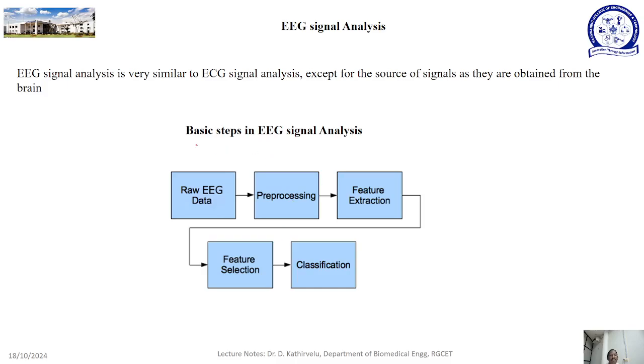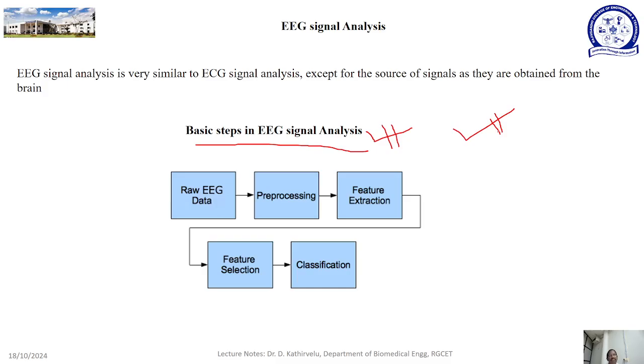What are the basic steps in EEG analysis? EEG analysis and ECG analysis are very similar, except for the frequency range of the signal. Though both signals lie in the low frequency range. The thing is that EEG and ECG are very similar. These EEGs are obtained from the scalp. ECGs are obtained from the surface of the body, at the chest.